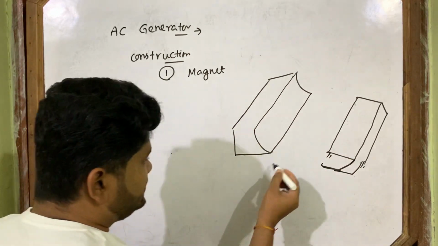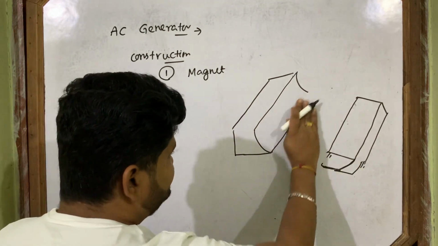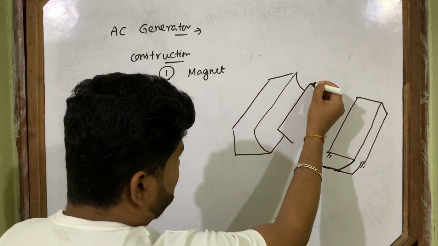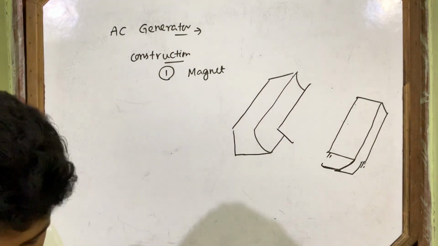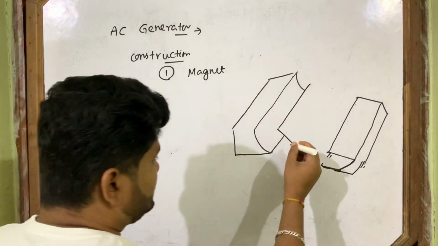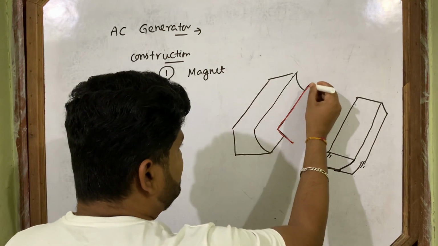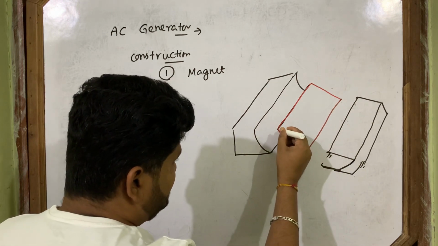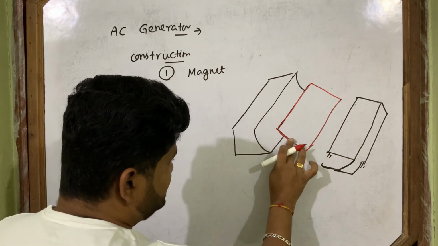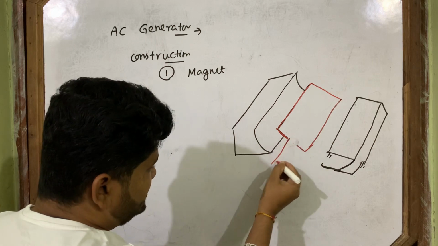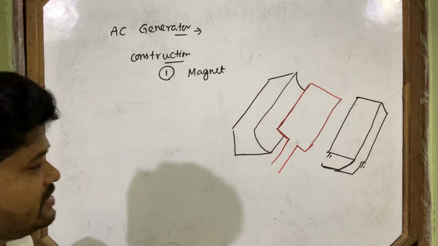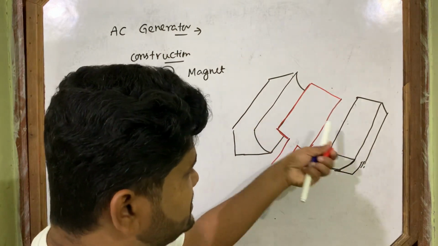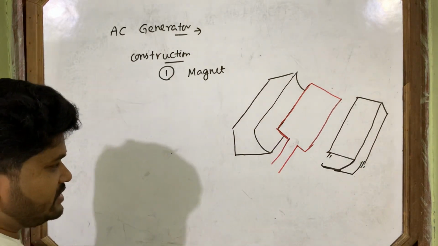Then here one armature coil. The coil is here. One armature coil. I am drawing the coil in another pen. You see, this is a copper coil having many turns. There is a break here because this coil will rotate. This coil will rotate inside, between the two pole pieces of the magnet.